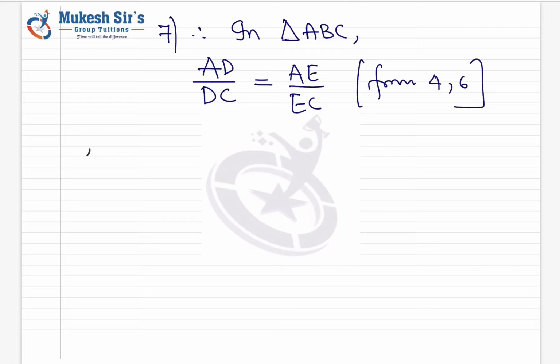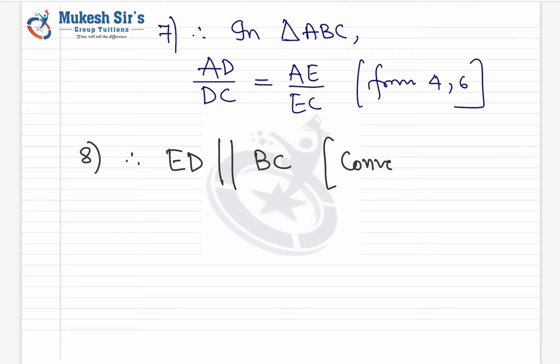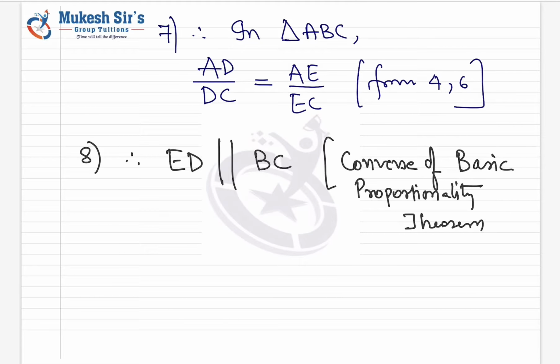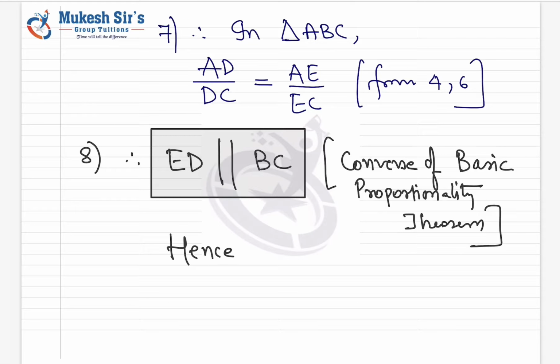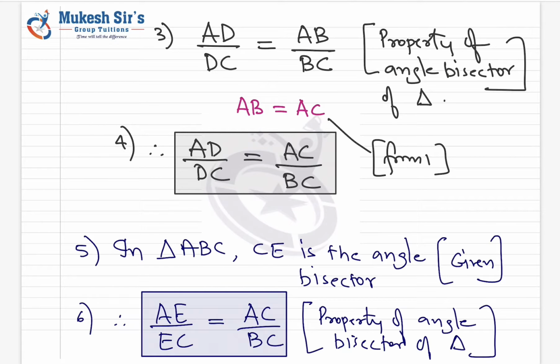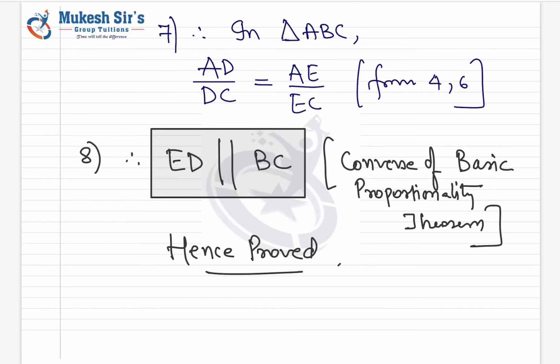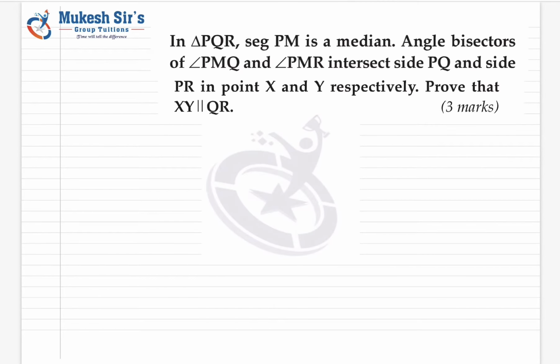Therefore step number 8, therefore ED is parallel to BC, and the reason is by converse of basic proportionality theorem. So ED is parallel to BC, hence proved. Clear? So you have used angle bisector theorem twice, and then you have used converse of basic proportionality theorem. You get the answer there. Okay.